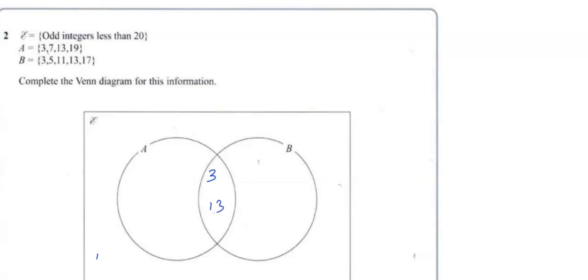So we look at A. We've dealt with 3 and 13, but the 7 and the 19 need to go in there because they're in A and not in the intersection. In the case of B, we've already dealt with the 3 and the 13, so what is left over goes in there. And then to take care of the universal set, I simply count up from 1 and see what's missing. So 1, we haven't had that one yet. 3, yes. 5, yes. 7, yes. 9, no, so we've got 9 there. 11, 13, 15. No, I don't see that there, and that has now completed the Venn diagram.